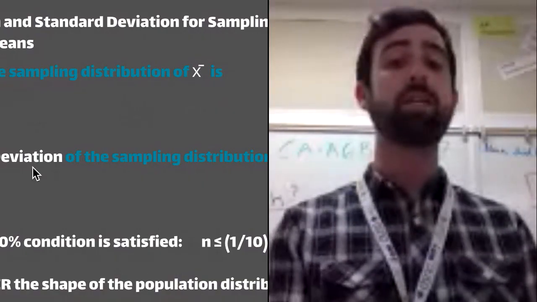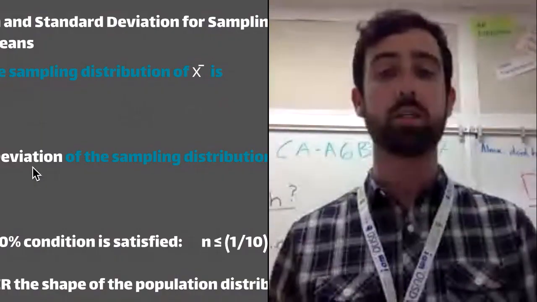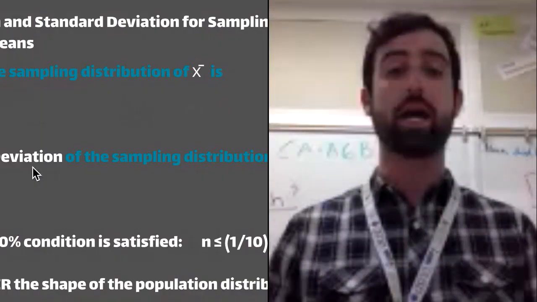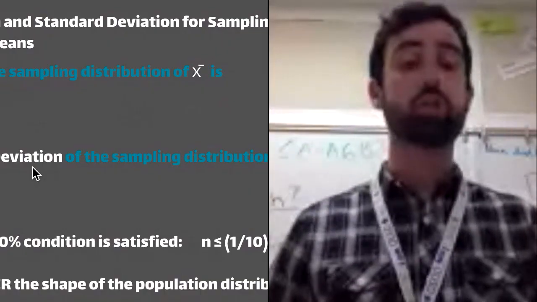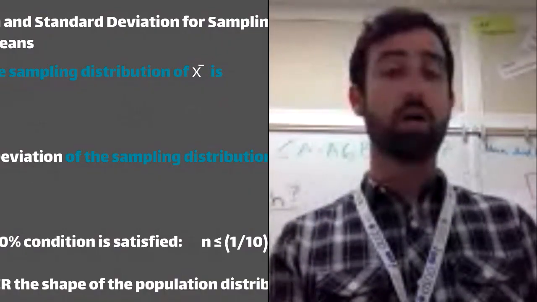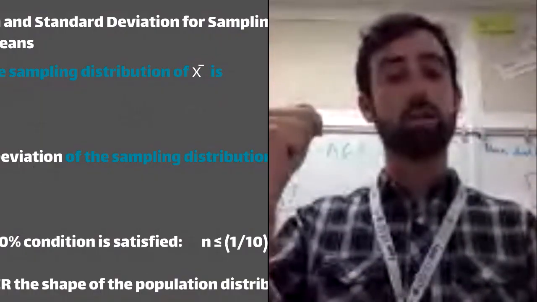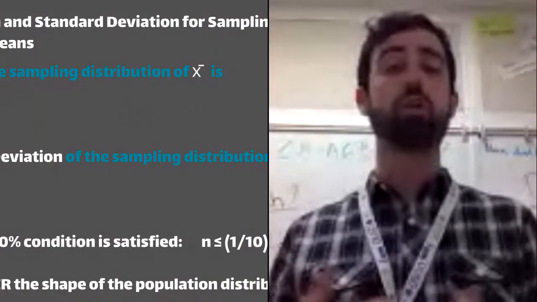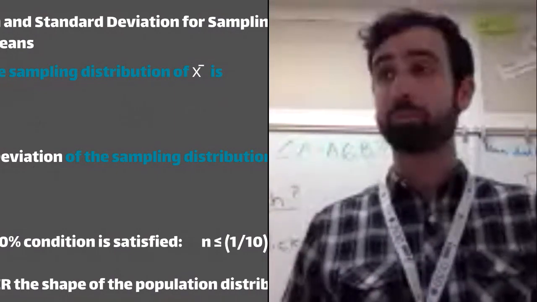The standard deviation of a sampling distribution of X bars is a little different. It's not the same as the population. It's going to shrink, and it's going to shrink by the square root of your sample size. Whatever the standard deviation of the original was, divide it by the square root of n, your sample size, and you'll get the new standard deviation of your sampling distribution, okay?